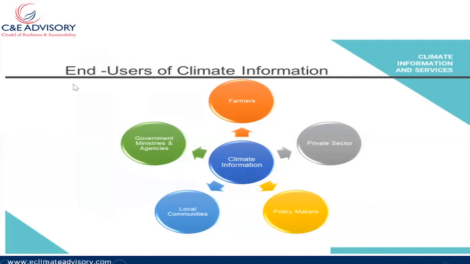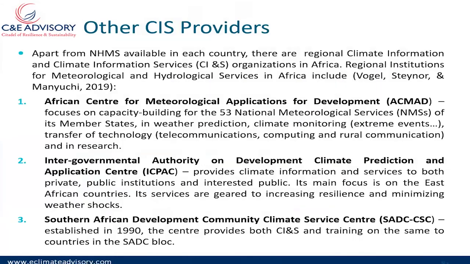So this diagram is simply showing the five groups which we have discussed, who are potential co-producers and/or end users of climate information: farmers, private sector, policymakers, local communities, government ministries, and agencies. And then we now have other users or other providers of climate information. And here we're focusing on the regional institutions, because in every country we have a national hydrometeorological station, but they're also linked to regional institutions.